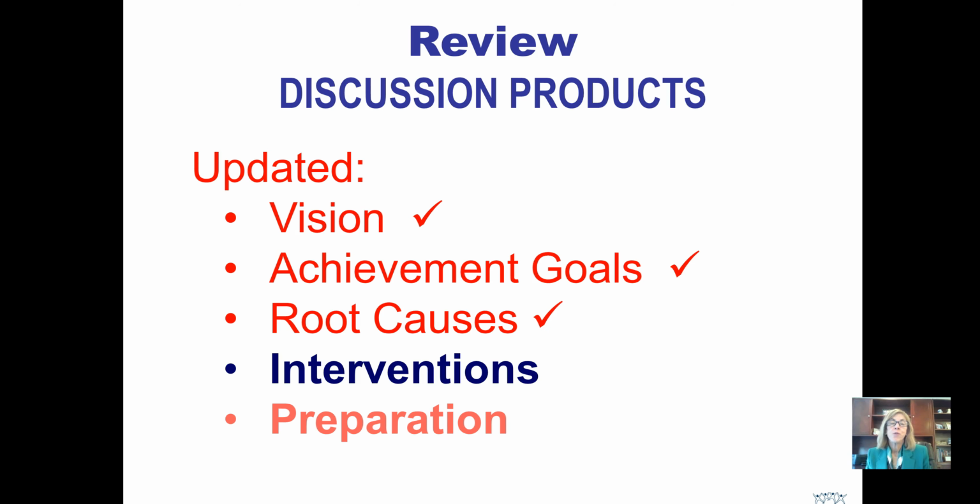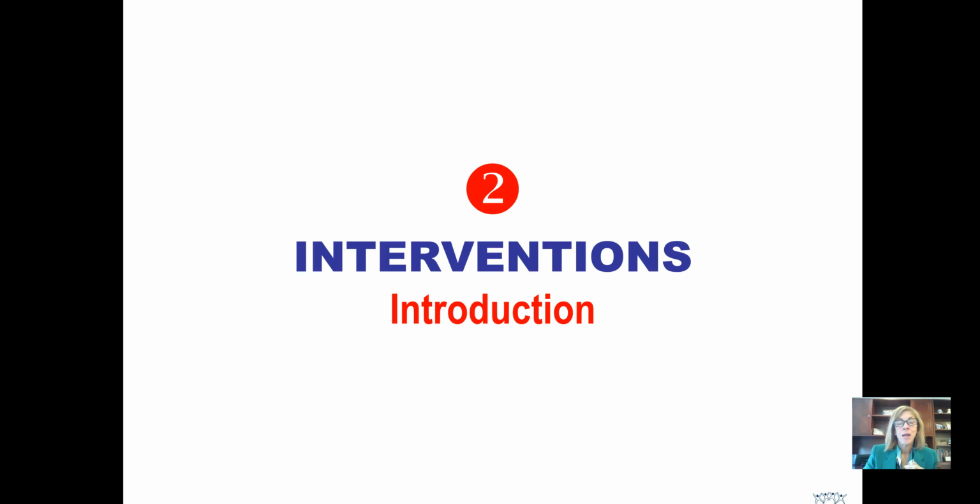Okay, so at this point we have three products to your new school improvement plan. You have an updated vision, you have updated goals, and then you have updated root causes. And then again this month we're going to be updating your interventions. So let's look at interventions.